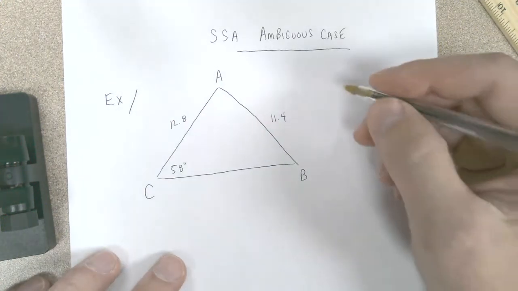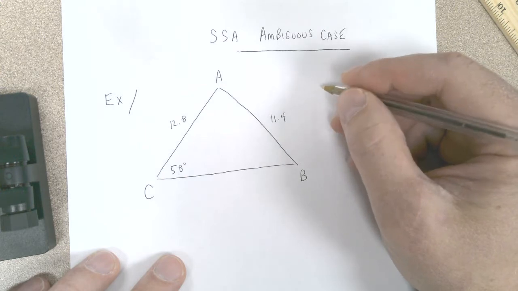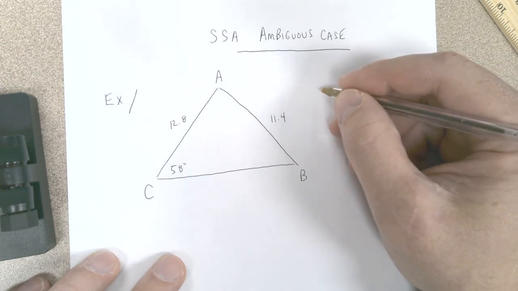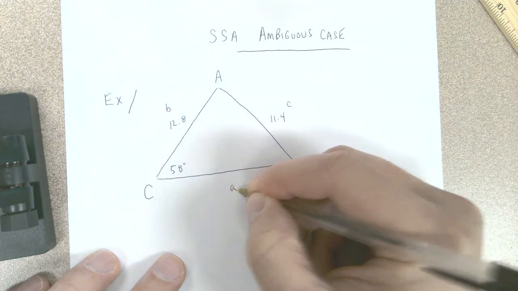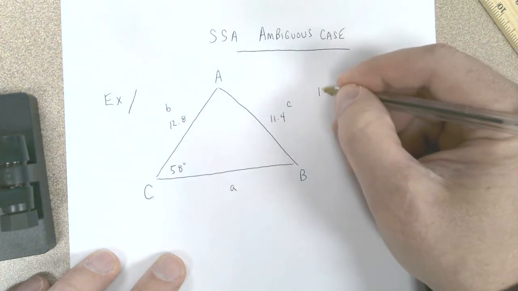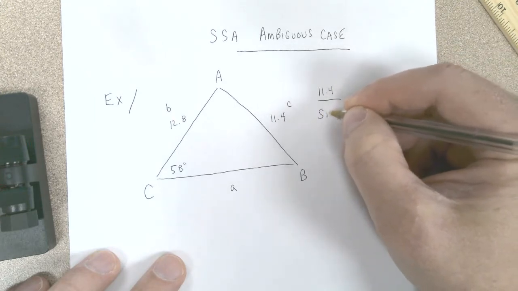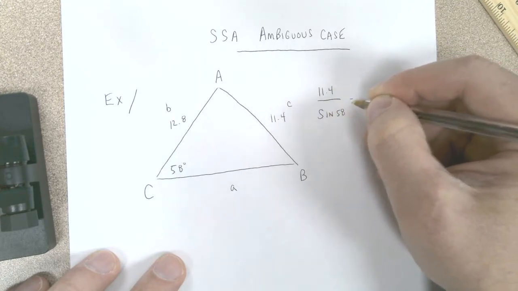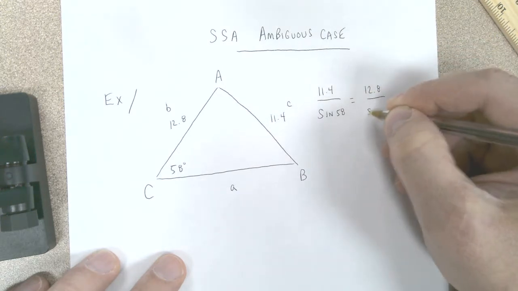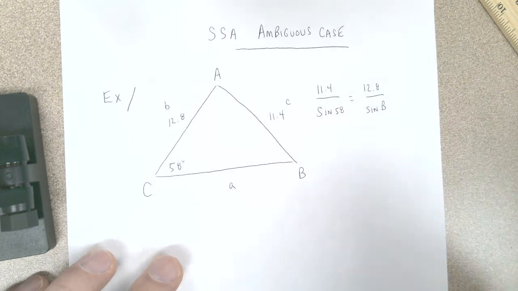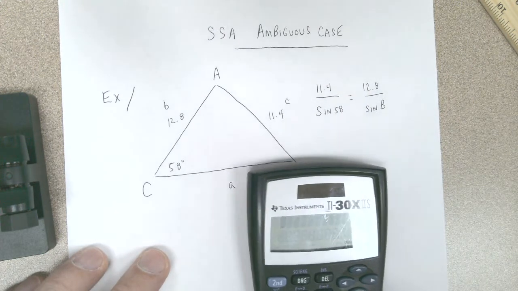As we look at this, we're going to solve it just like we normally do, using the information we have. Again, this is little b, this is little c, this is little a. So I'm going to do 11.4. We're going to use the law of sines: sine of 58 equals 12.8, which is little b, over the sine of B. When we go about solving that, we're going to use our calculator.